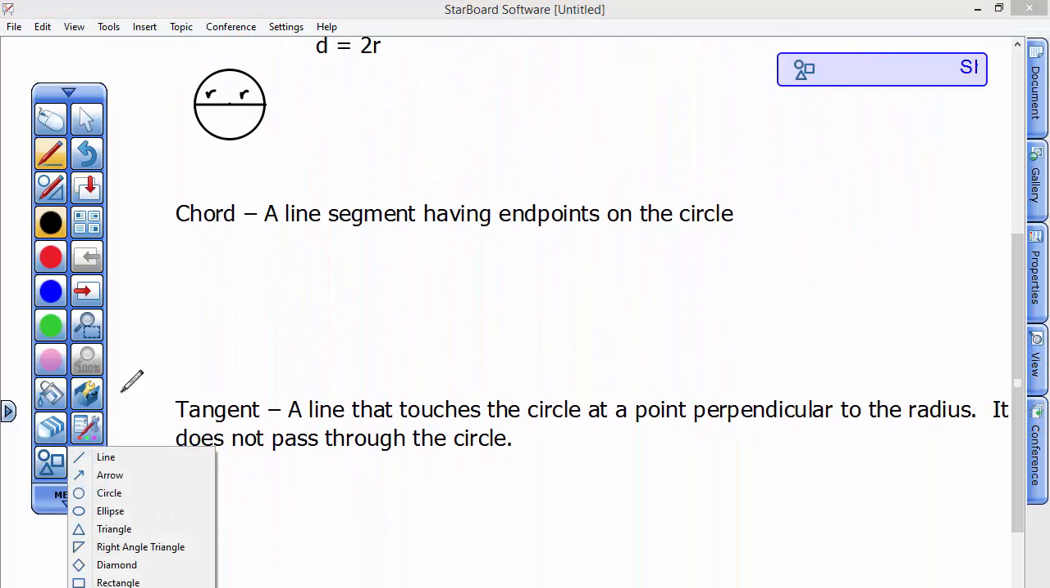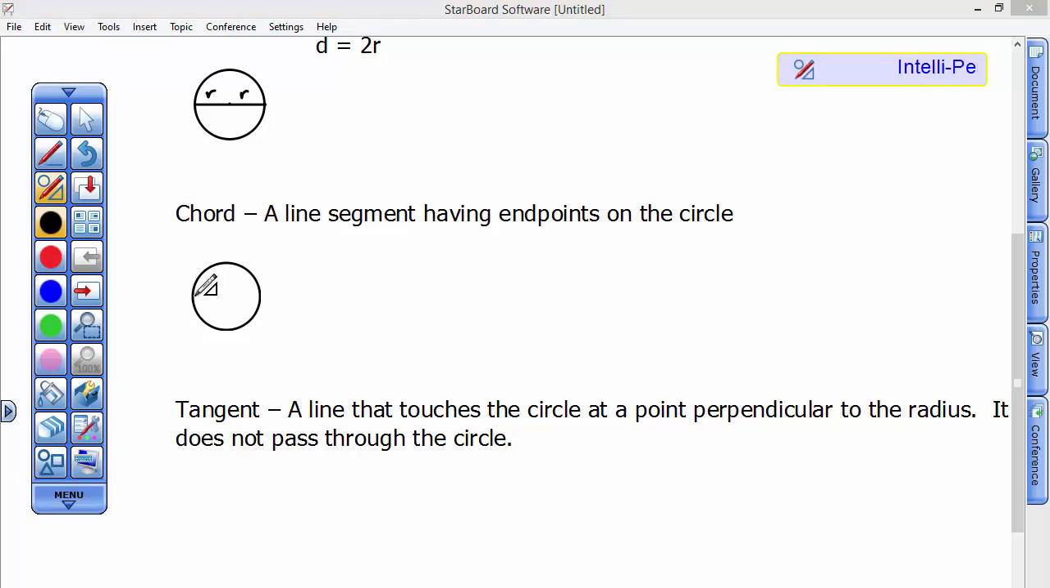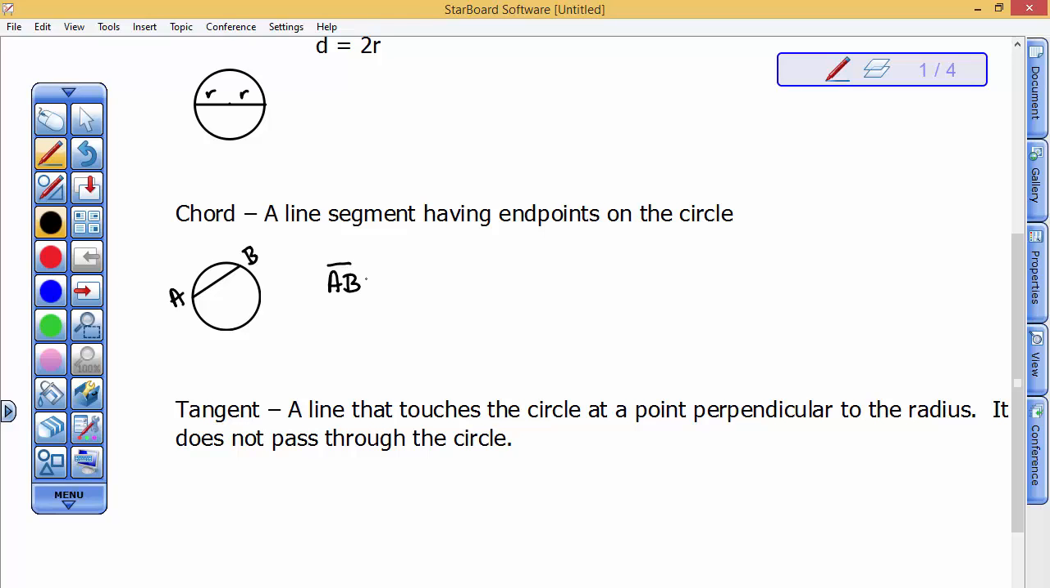A chord of a circle is just a line segment having endpoints on the circle. So here's an example of a chord. If we had letters on those points where they intersect, we might call that chord AB.